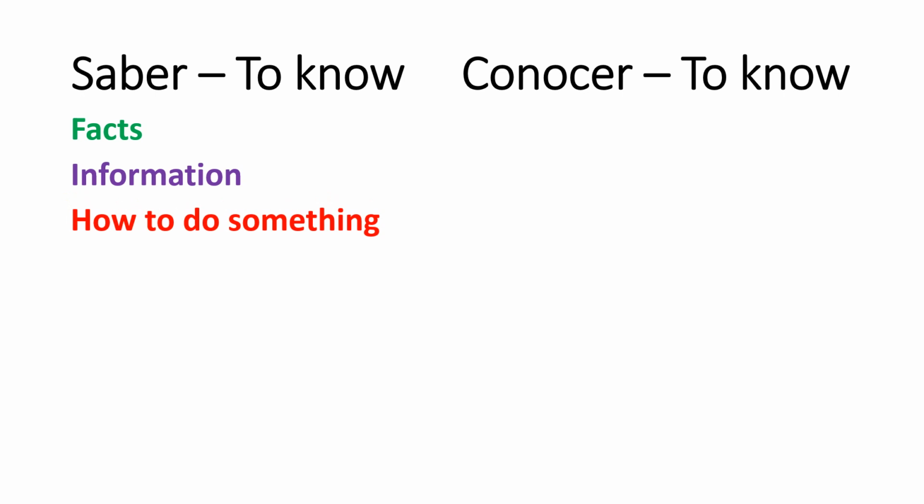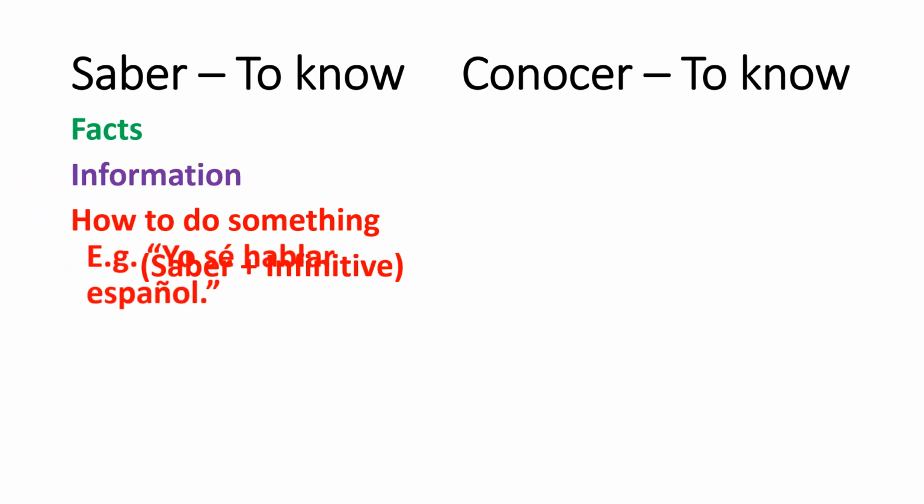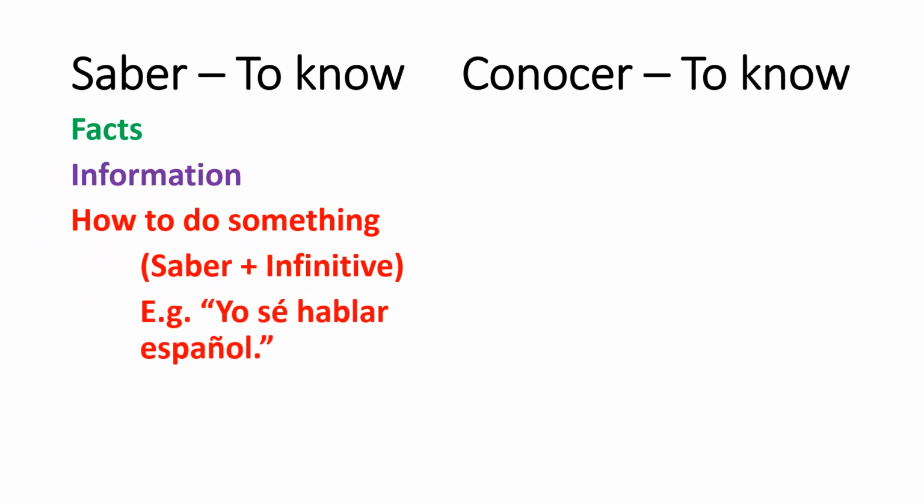So for example, I could add saber and the infinitive for whatever I know how to do, the conjugated form of saber plus the infinitive. Here's an example. Yo sé hablar español. I know how to talk Spanish. I've got the irregular yo form of saber, sé, I know, yo sé, and then just tack on the infinitive for whatever it is you know how to do. Yo sé hablar español. I know how to talk Spanish.